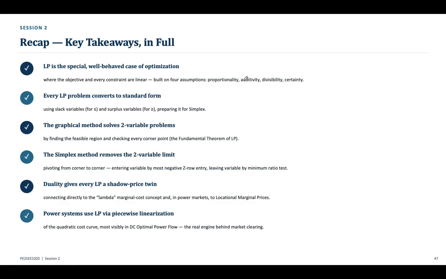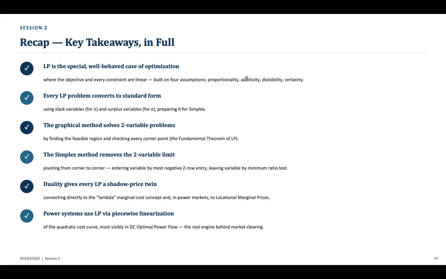See, the final takeaway of session 2, complete session 2. Linear programming is a special case of optimization, right, in which the objective and constraints are linear. The model relies on proportionality, additivity, divisibility, and certainty. Every LP can be formulated using decision variables, an objective, and constraints.